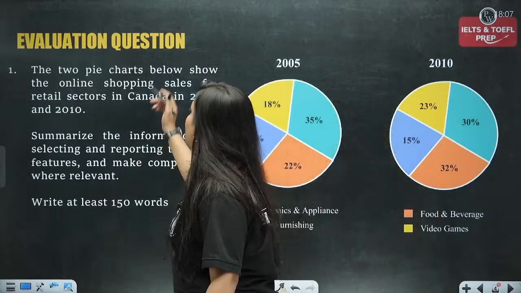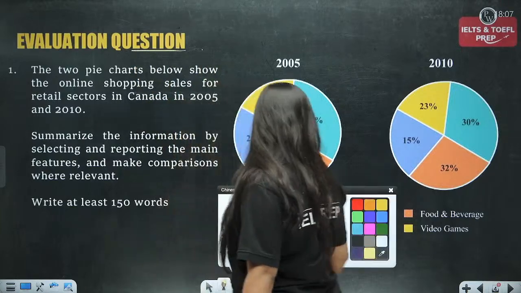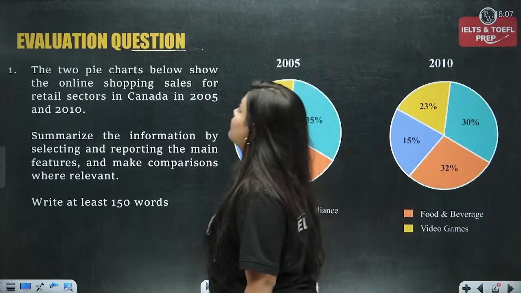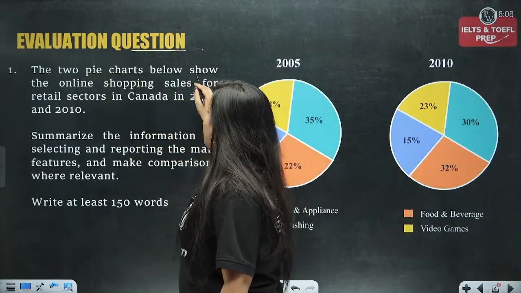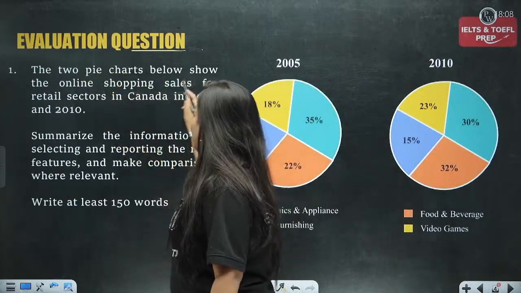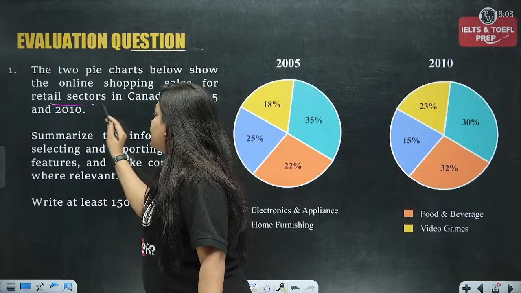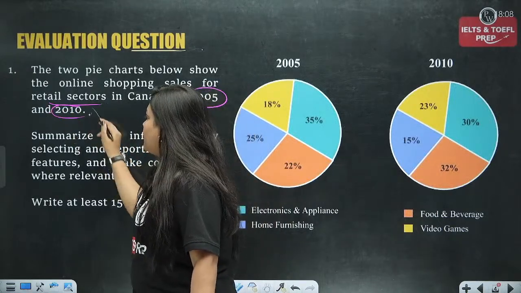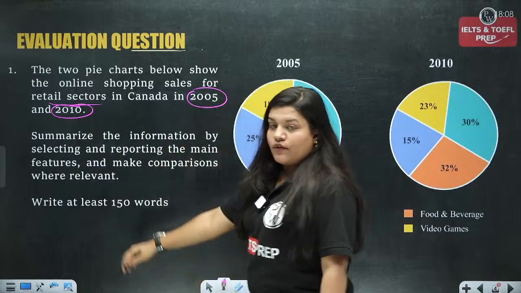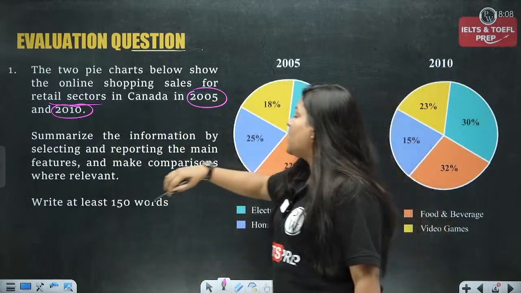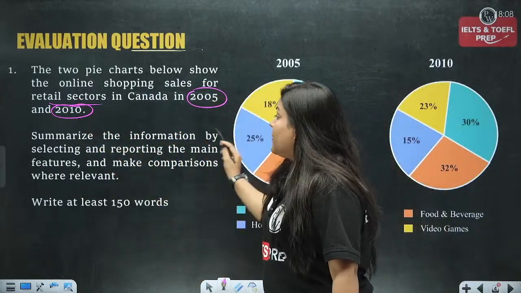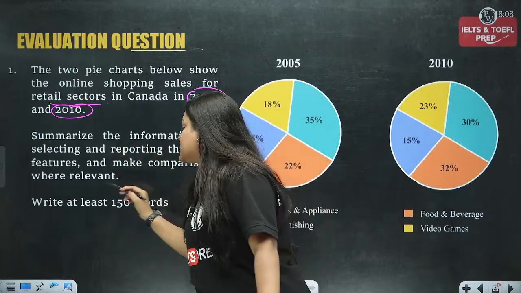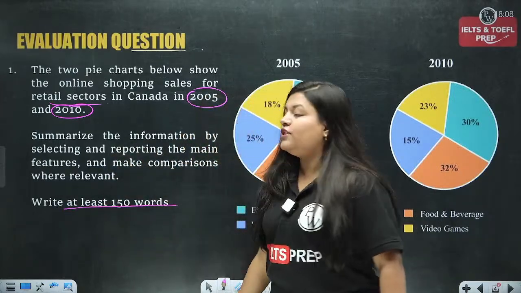Okay, now let's have a quick look at the question. The two pie charts below show the online shopping sales for retail sectors in Canada in 2005 and 2010. Okay, so we've got the question over here. Now summarize the information by selecting and reporting the main features and make comparisons where relevant. Write at least 150 words.